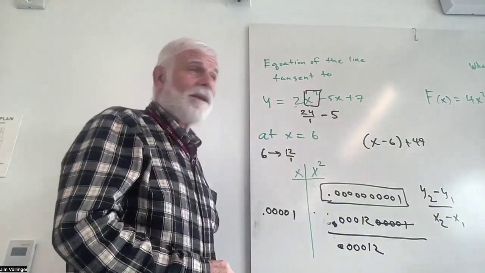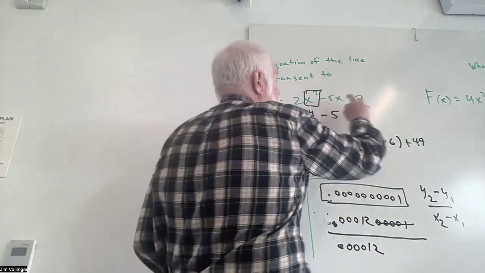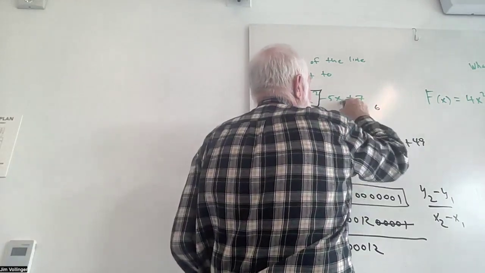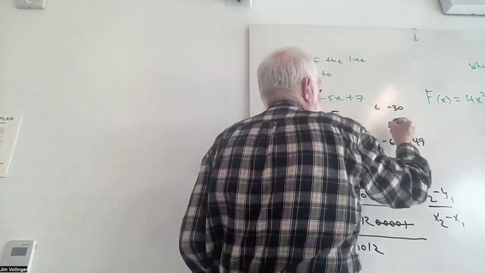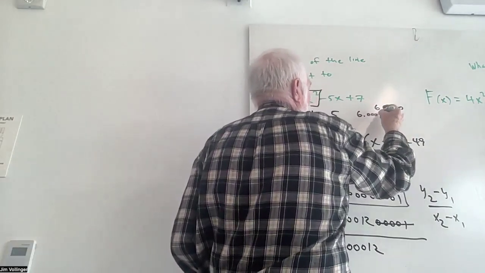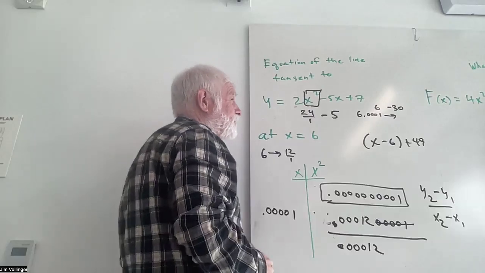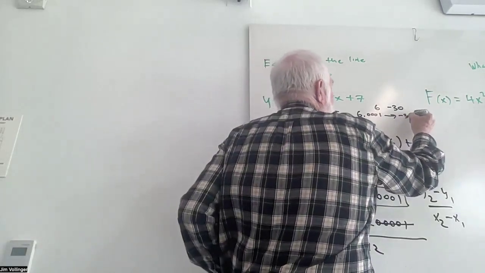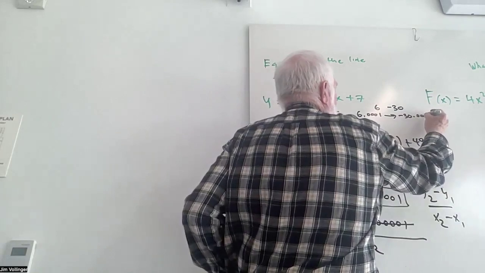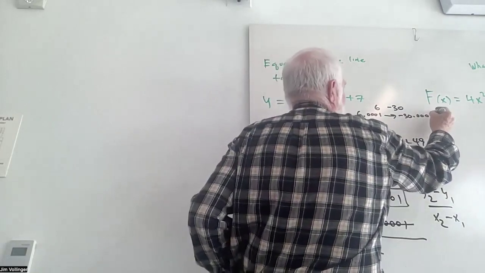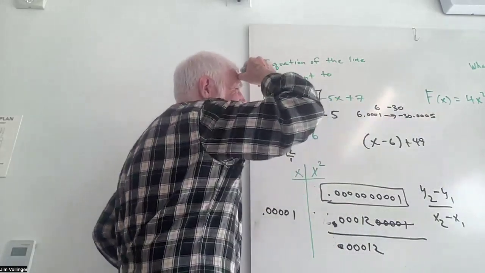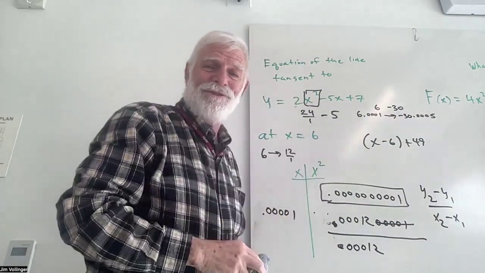I'm not going to take the time to look at what happens. 6 gets me minus 30. What does 6.001 get me? Okay, not going to do it. I'm not going to show you 30.000 something like that. Oh, I guess I just did show it.